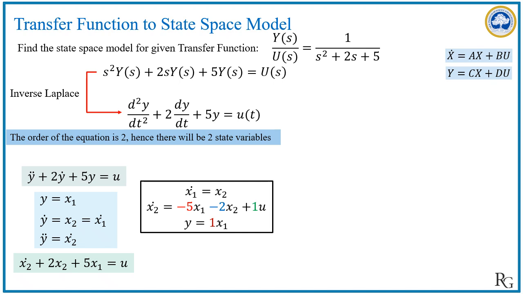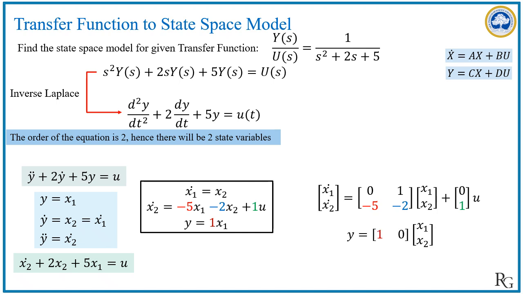Now we have to just convert all these three equations into the matrix representation. So we have two state variables, so matrix A will be a 2 by 2 matrix. So like this, we can represent our state space model, the input equation. And the second equation will be y is equal to [1 0] matrix multiplied by [x1 x2]. And the D matrix is 0.